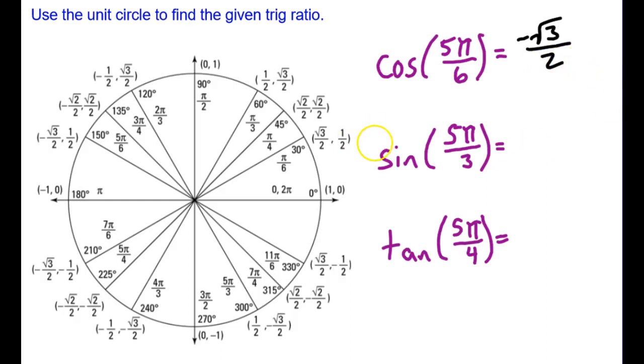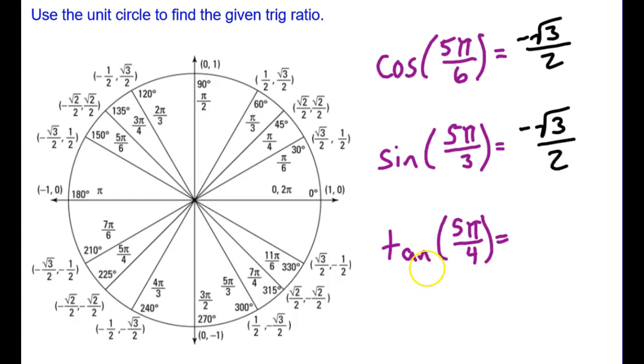The next one, we're looking for the sine of 5 pi over 3. So now we need to find where 5 pi over 3 is. It's in the fourth quadrant, equal to 300 degrees. If we're looking for sine, sine refers to the y value, which is going to be equal to negative radical 3 over 2.